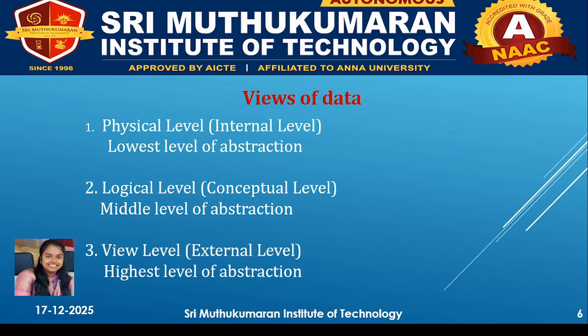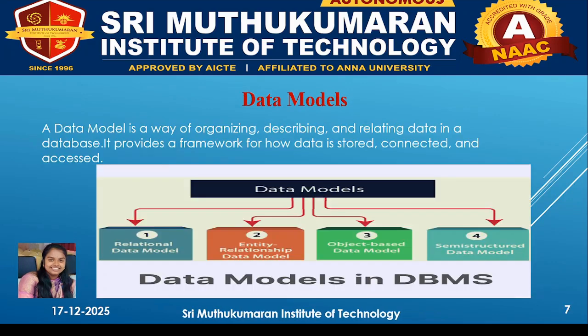Moving on to the third level, the view level. This is also called the external level. This is the highest level of abstraction. And then tell me, what is abstraction? Removing impurities or unwanted data and giving the precise data that is needed is called abstraction.